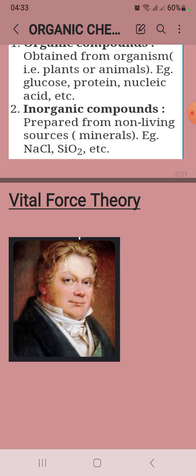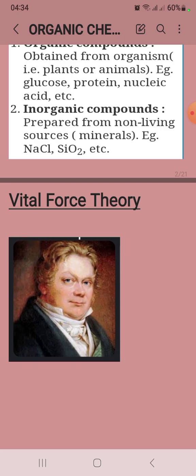This word organic was signified to life, and Lavoisier showed that the compounds obtained from plants were made up of carbon, hydrogen, and oxygen elements only. The compounds obtained from animals contained carbon, hydrogen, nitrogen, oxygen, sulfur, and phosphorus also. In the early 19th century, Jacob Berzelius was a scientist who put forward a theory, the vital force theory.